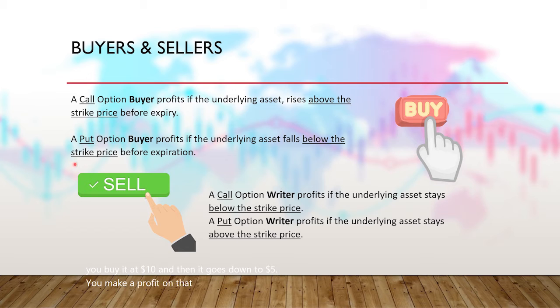The seller of the option contract, or the writer: a call option writer profits if the underlying asset stays below the strike price. If it goes up, the buyer profits and the writer loses, but if it stays below, the writer keeps the premium received. And the put option writer profits if the underlying asset stays above the strike price. A seller makes money because they sell it and collect a premium.